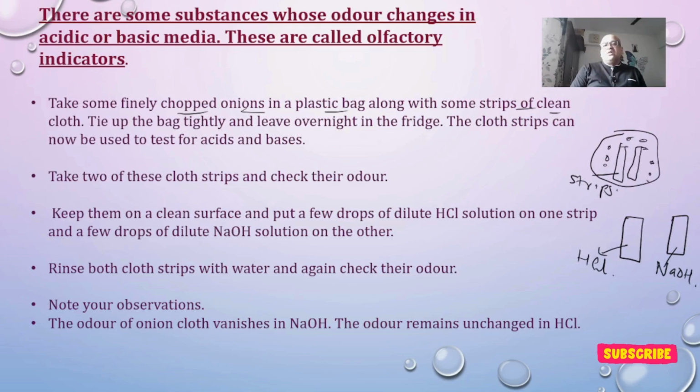Now let us note down the observation. What we see is that the odor of onion vanishes on the cloth with sodium hydroxide. You won't feel the odor of onion on the cloth to which sodium hydroxide has been applied. The odor remains unchanged on the hydrochloric acid cloth. So this is the odor change we can find out on the cloth strips.